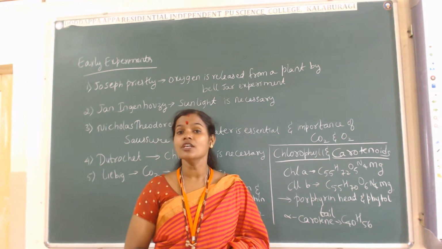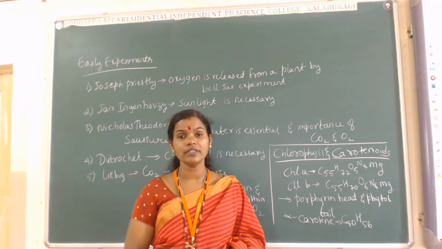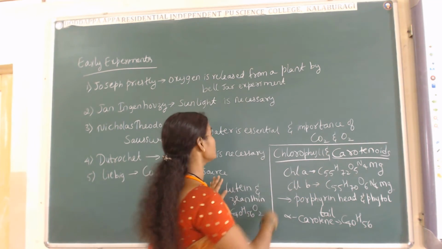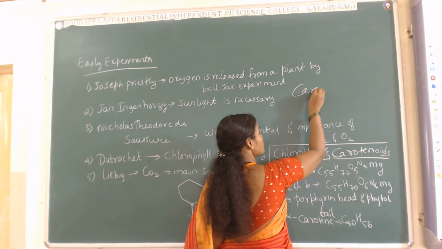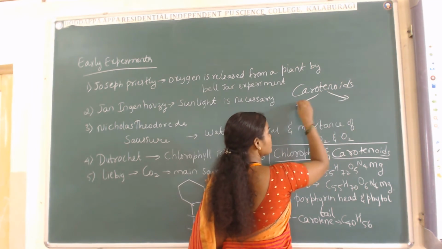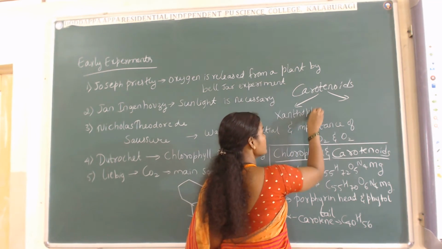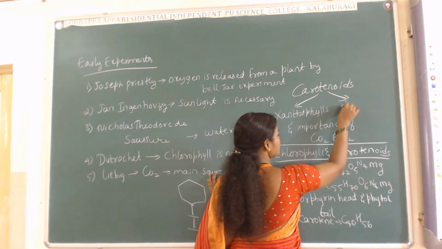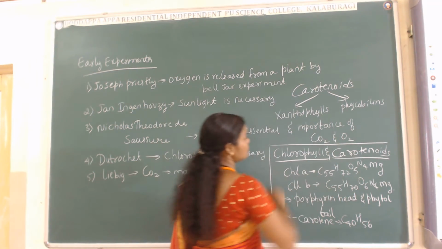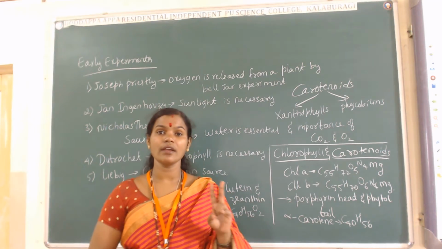Carotenoids. Understood? So here two types of carotenoids we are going to see, that is the xanthophylls and the phycobilins. Carotenoids are of two types. One is called as what? Xanthophylls, and the other one is called as what? Phycobilins.